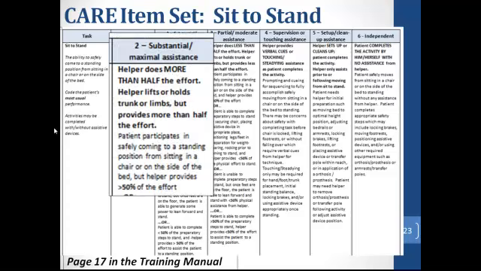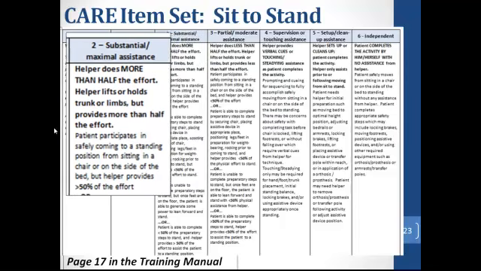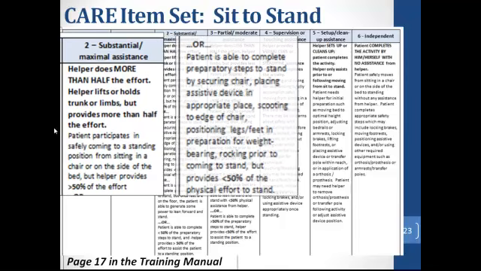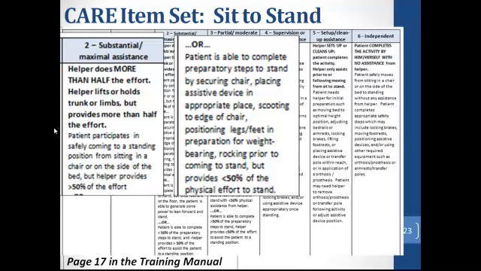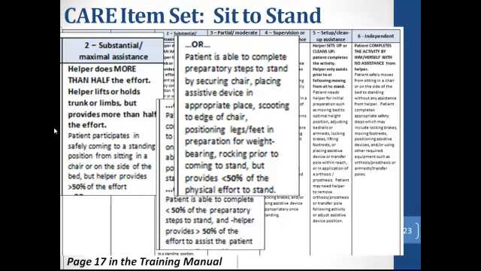When scoring, consider all the elements of standing from a sitting position when considering the greater than or less than 50% assistance. For instance, a rating of 2, substantial maximal assistance, might look like the patient is able to complete steps such as scooting forward to the edge of the chair or positioning their legs and feet for weight bearing, but they still require physical assist to stand. Or the patient cannot do any of the preparatory steps, but once they are in position, they can generate some force in standing.